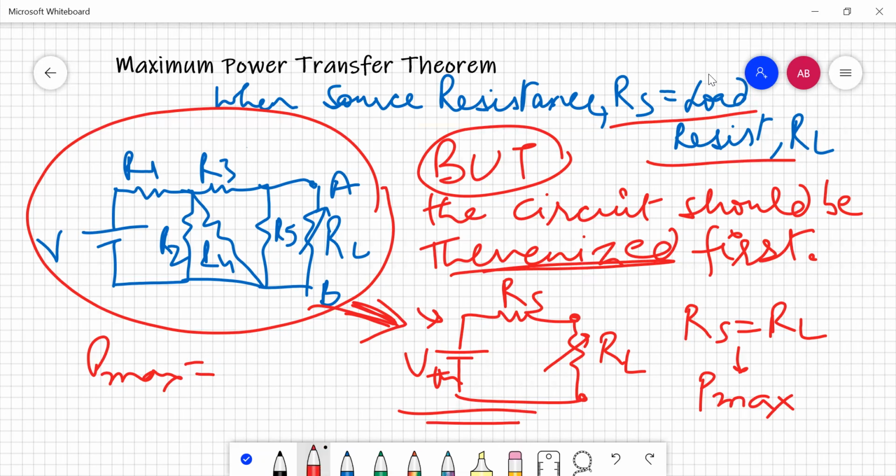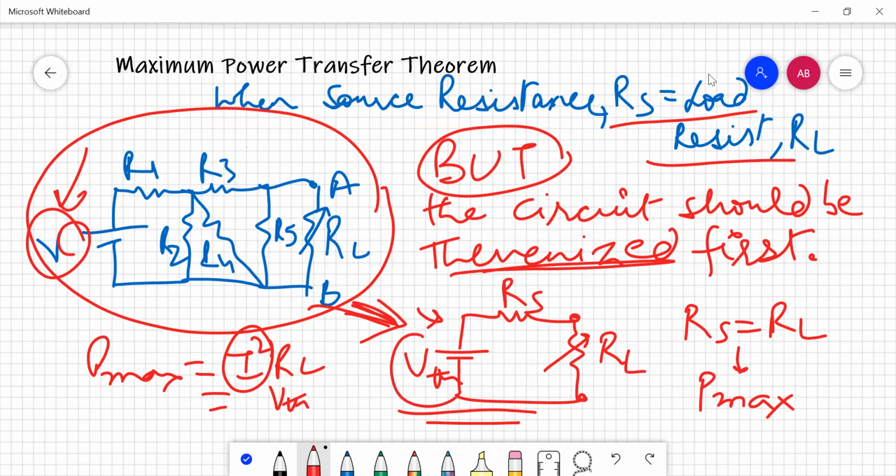That will now be equal to I square RL, where this I will be calculated with Thevenin's voltage, not this voltage. This is the main mistake that most of the students make. They take the voltage of the original complex circuit, but you have to take the Thevenin's circuit voltage. So it will be equal to V Thevenin divided by RS plus RL, the whole square, multiplied by RL. So this is going to provide you the maximum power. Both of the formulas you can use to calculate the maximum power.